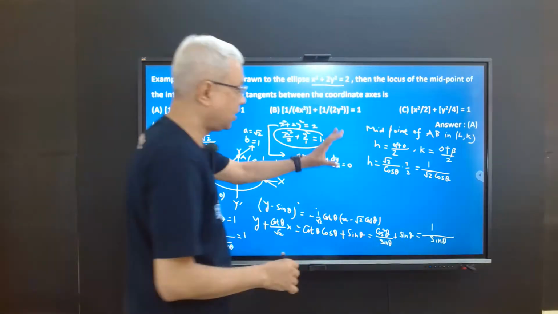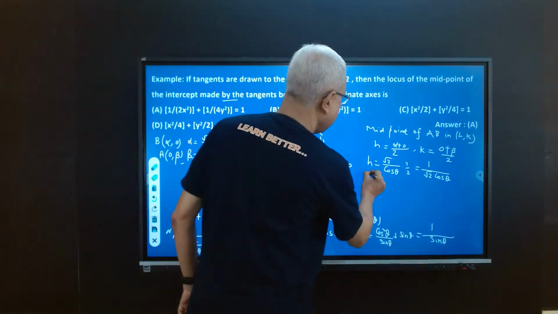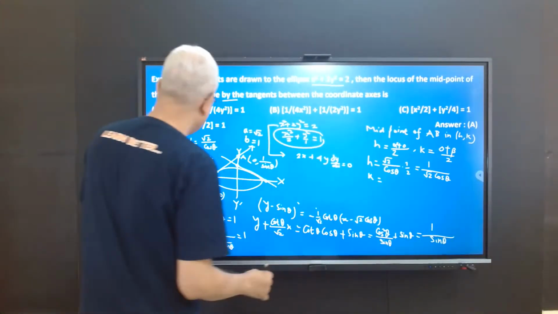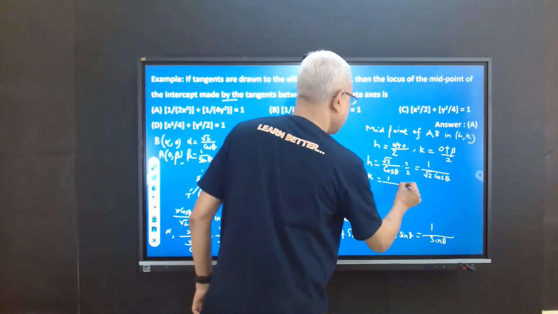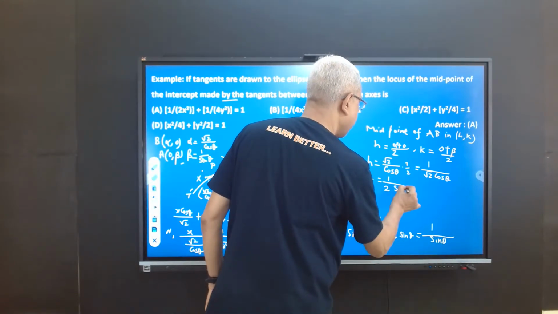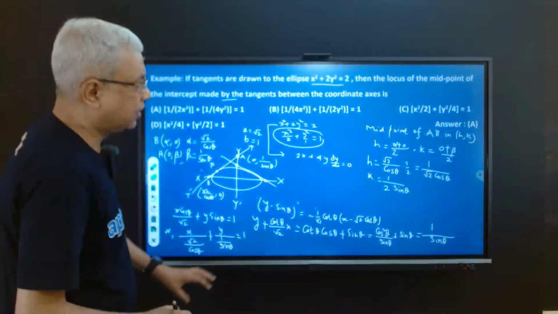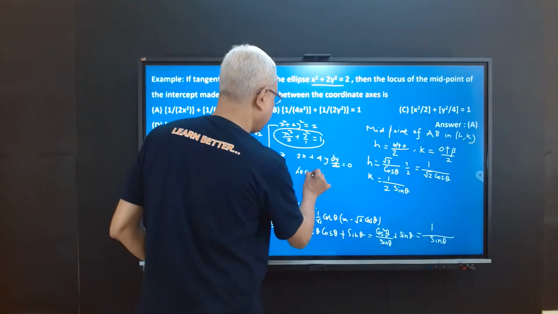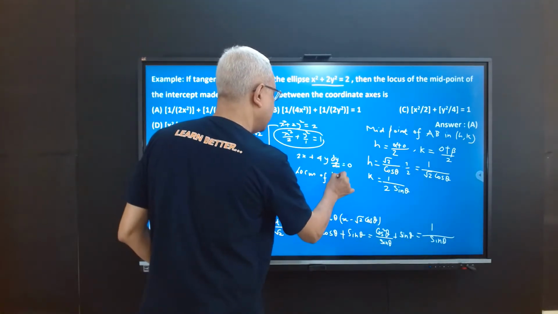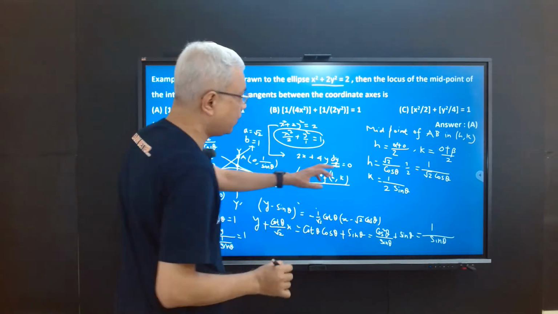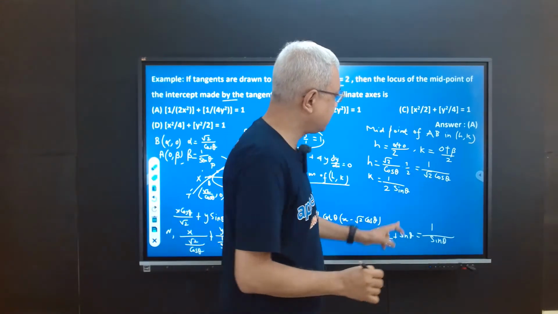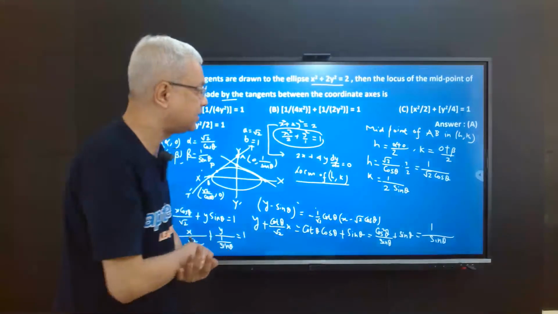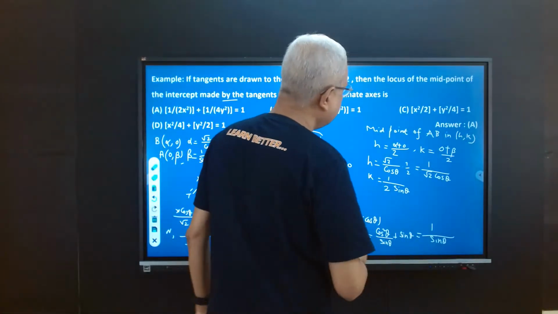I think the steps are correct. And K is how much? It is beta by 2. Beta is this much. So it is 1 by 2 sin theta. Okay. Now the locus of H, K, I am interested in. So I have expressions for H and K. H is 1 by root 2 cos theta and K is 1 by 2 sin theta. So if I can eliminate theta between these two equations, then I can get the locus of this.